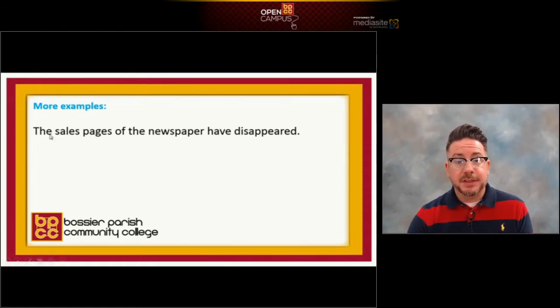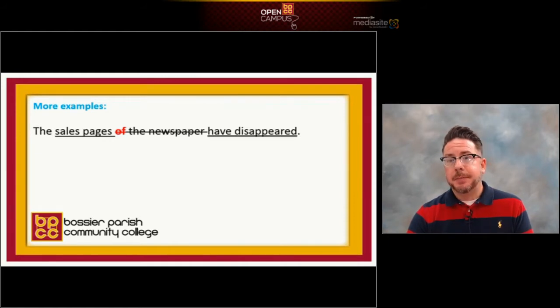Here I have, the sales pages of the newspaper have disappeared. So we have one preposition in this sentence, of, and the prepositional phrase then is of the newspaper. That leaves me with the sales pages have disappeared. And so I know that that's where my subject is. So the sales pages is my subject and have disappeared is my verb.